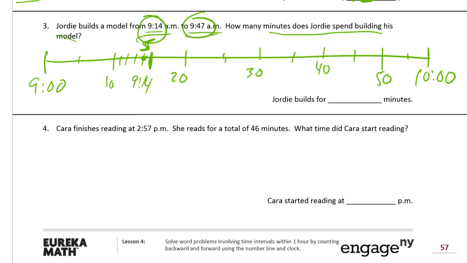9:14. Then he finishes at 47, which is going to be 45, 46, 47, 48, 49, and there's the 50. So this is 45, 46, this is 47 right here. Two after the 45. That's 9:47. So we have to find out how much time is in between these. So at 9:14, if we go 1, that's 1 minute there. And well, let me label this F at the end here.